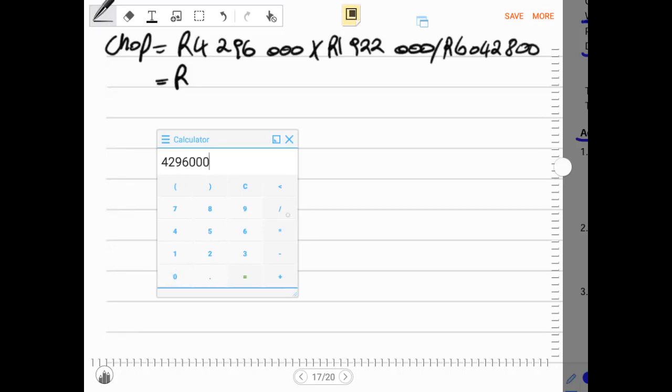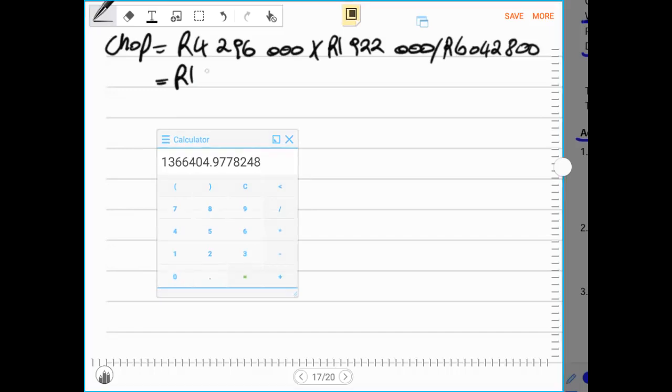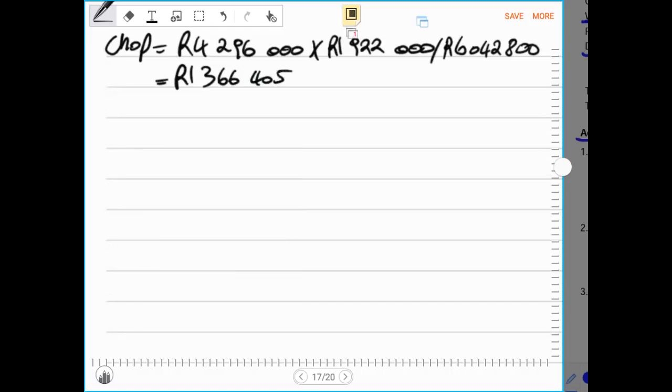4,296,000 times 1,922,000, divided by 6,042,800. This is 1,366,405. So now this will be how the joint costs have been allocated to the two products.